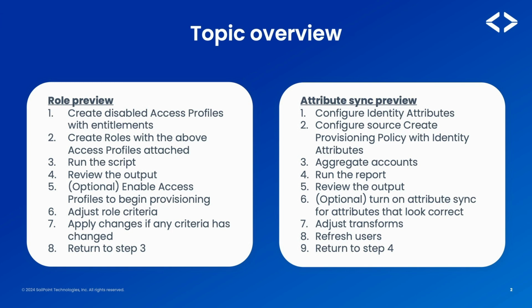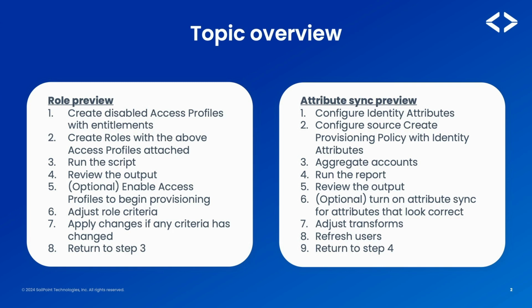Then we can go ahead and run the script and review the output. It will be in a CSV file, so it's easily imported into something like Excel or any other tool. You can see what's going to happen, and if at any point everything looks good, you can enable the access profiles and let the provisioning go downstream. Or we can adjust the role criteria and maybe see a role has too many users and we need to look into that. Then we'll apply the changes, return to step 3, and have that iterative process so that we can be confident that everything's working smoothly.